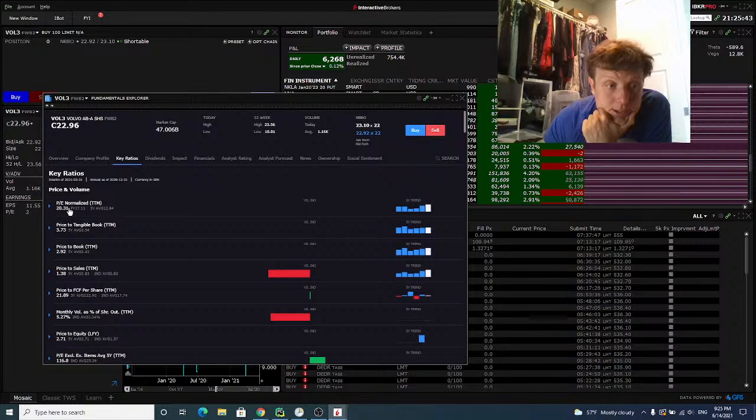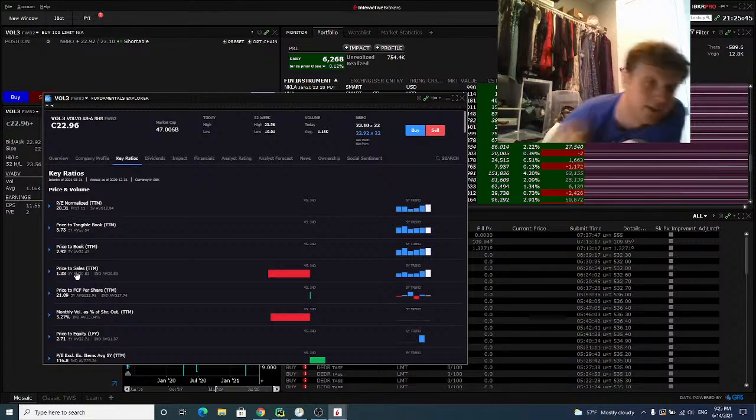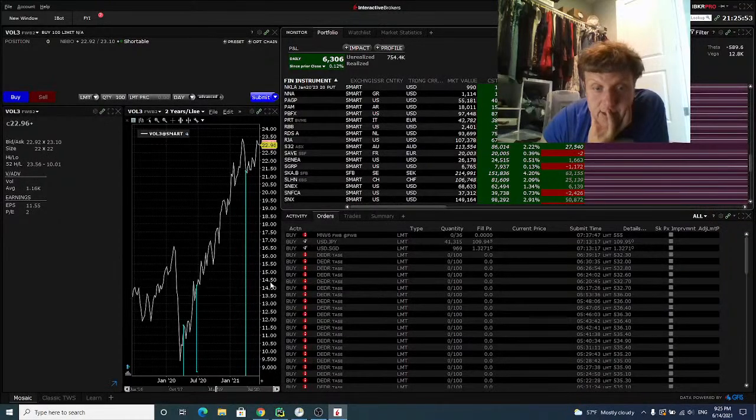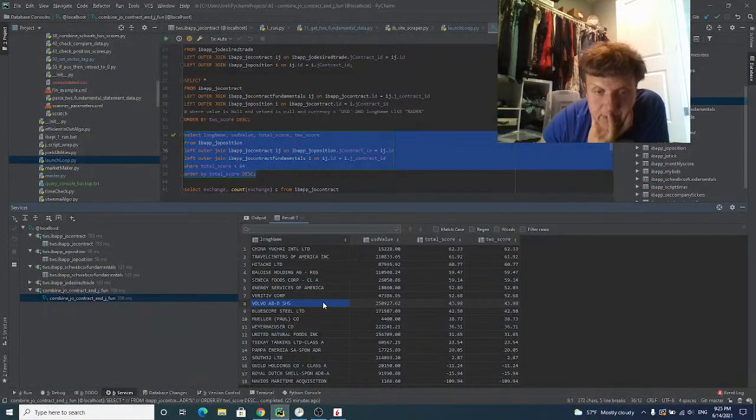Okay, 20, yeah, and 1.3. I'm not in love with those ratios. They're better than a lot of automotive companies. I think I'm going to have to keep that one. Let's see here, Volvo. You can revisit it later.